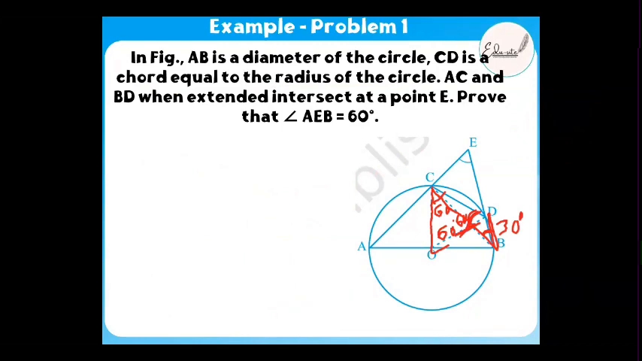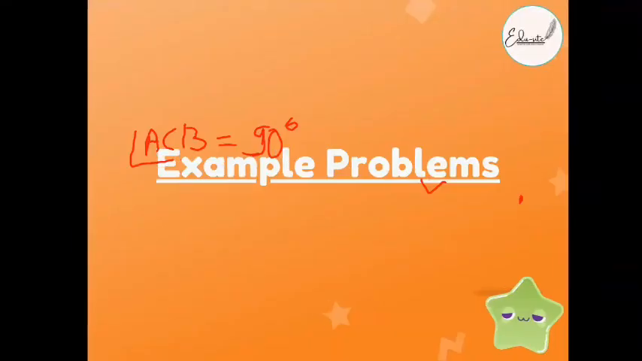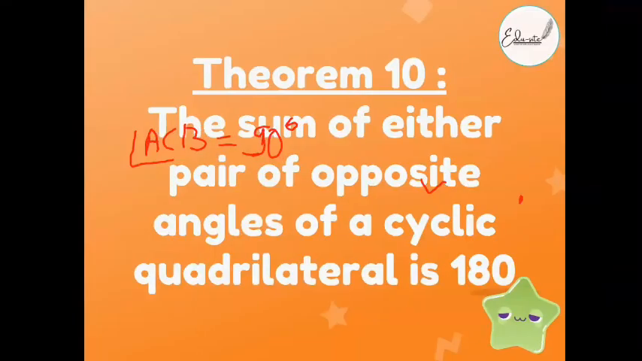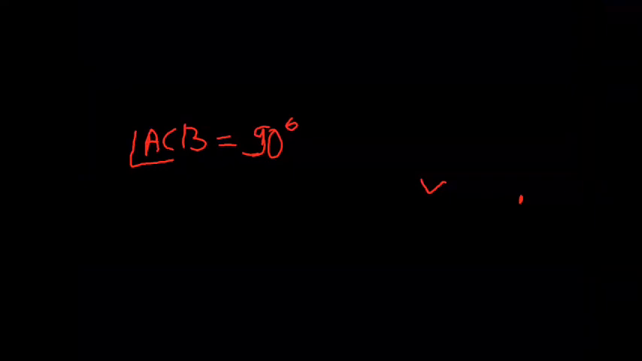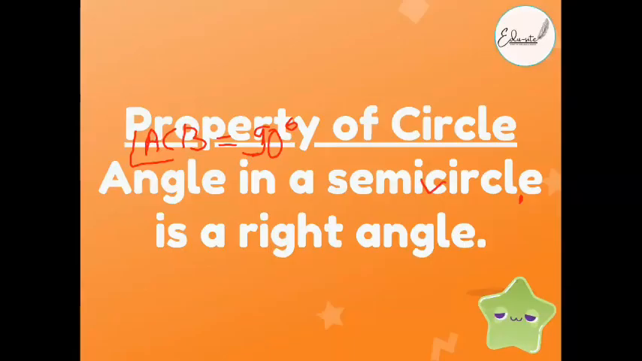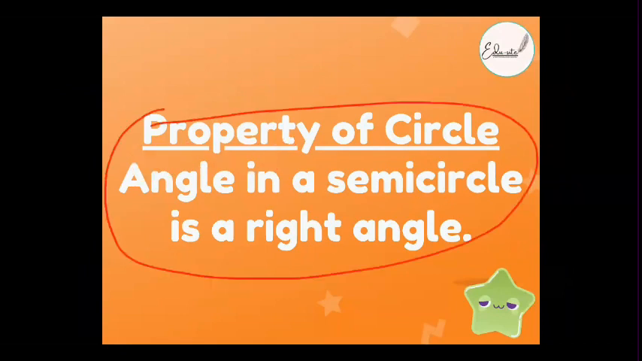Fine. Now we also know that angle ACB is equal to 90 degree. Why is it so? Can you please tell me why angle ACB is equal to 90 degree? Previously, we just proved a theorem. It's not a theorem, it's a property of the circle. Before theorem 11, I just told you one property of the circle. What was the property, beta? Do you remember the property? It says that angle in a semicircle is always equal to 90 degree. Do you know this? Yes. Do you remember? The angle in a semicircle is always equal to 90 degree.